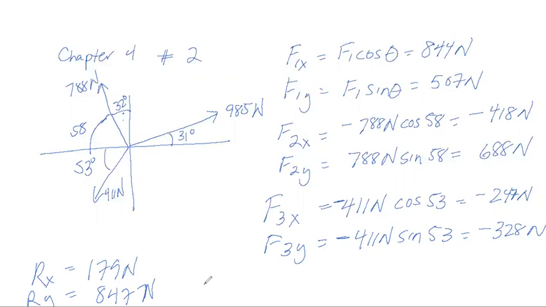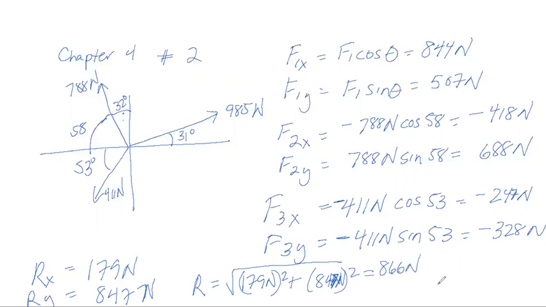And so now I'm just once again converting to polar. I'm going to have my r equal to the square root of 179 newtons, quantity squared, plus 847 newtons. I forgot that 7 there. Newtons quantity squared. That's going to be 866 newtons. And for the angle, tan inverse of 847 divided by 179 is going to give me an angle of 78.1 degrees. That was number 2.